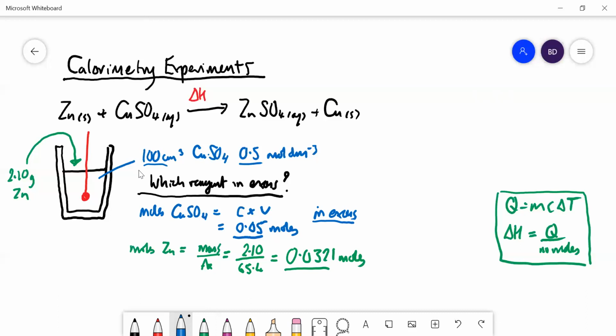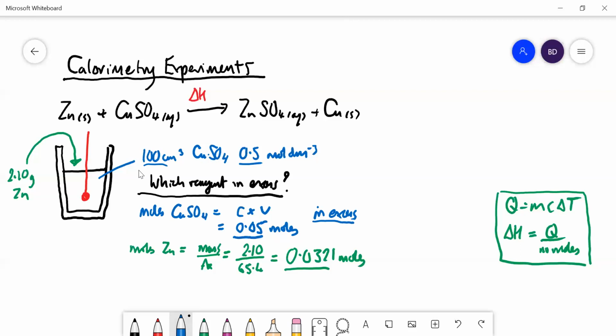Normally, when you add a solid to a liquid in these reactions, it's a good idea to have the solution in excess, because otherwise the solution starts getting very, very dilute towards the end of the reaction, and the rate of reaction is very, very slow. You want the reaction to be quick. You want all the heat released or taken in as quickly as possible before it has a chance to escape to the environment. That's going to make your results not quite so accurate.